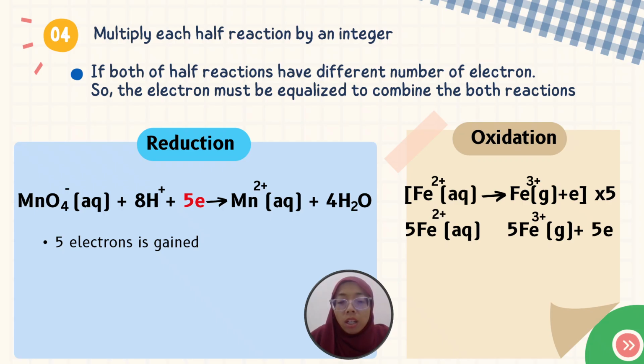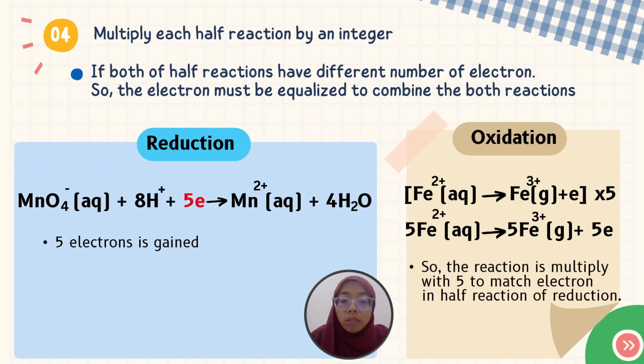Now the reaction is 5 Fe2 plus producing 5 Fe3 plus plus 5 electrons. So the oxidation reaction now releases 5 electrons. So both half reactions have the same number of electrons. If another example already has a similar number of electrons, just go to the next step.